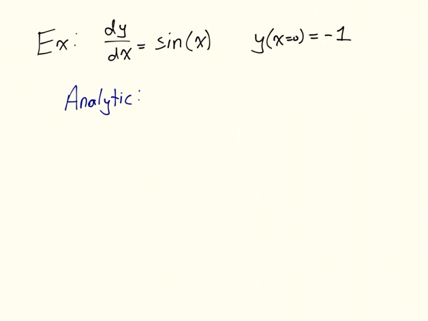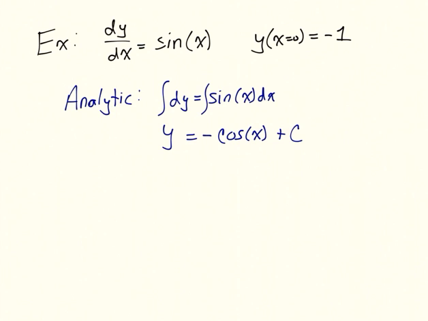So if we want to find the analytic solution of this equation, we can move the dx to the right-hand side of the equation. And we have the integral of dy is equal to the integral of sin(x) dx. So we just move the dx to the right-hand side and do an integral on both sides. And that gives us y = -cos(x) + c, where c is a constant. And how do we find c? Well, this is our general solution. We want to find our particular solution, and we're going to use our initial condition to find that.